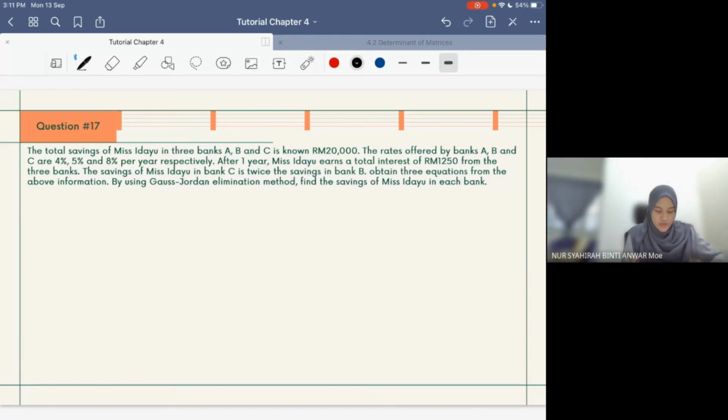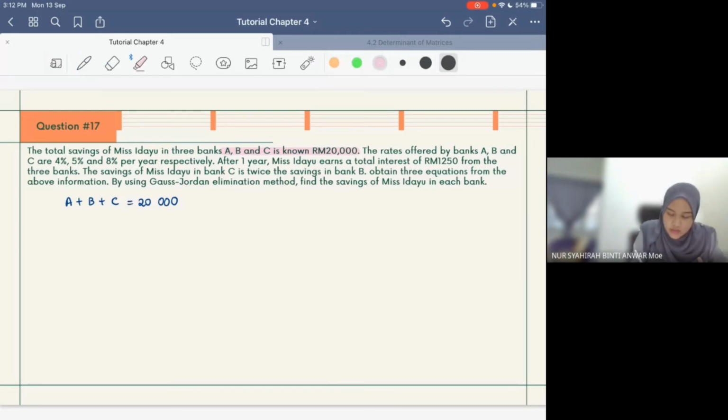The total saving of Miss Idayu in 3 banks A, B and C. Oh, ni soalan 17, kita ada Miss Idayu ni, dia ada letak saving dekat 3 bank dan total saving dia adalah 20,000. So sebenarnya ini merujuk kepada the first equation lah. Total saving dalam A, B, C sama dengan 20,000. So saya keluarkan terus info dia. A tambah B tambah C, kita ada 20,000.